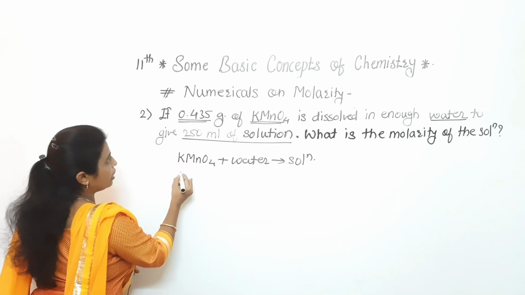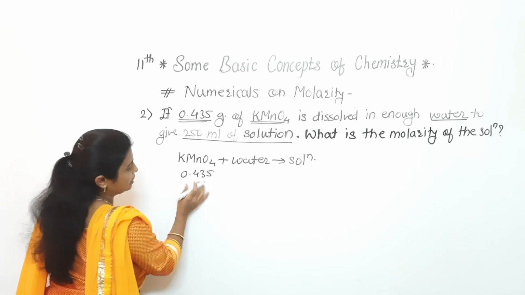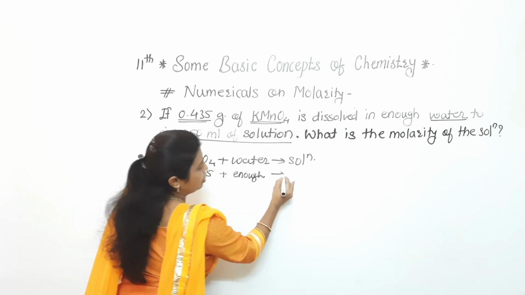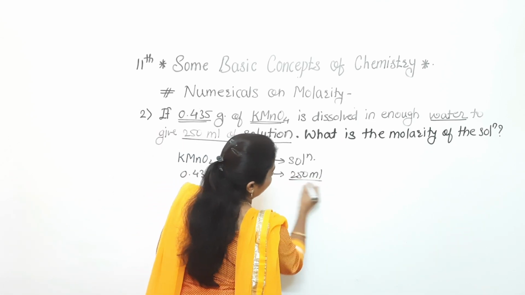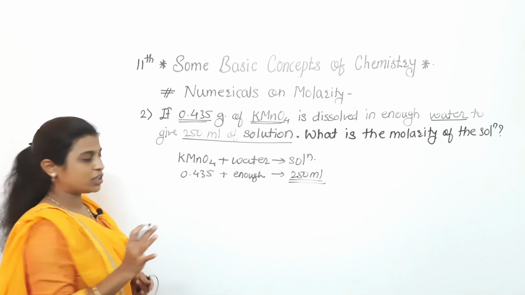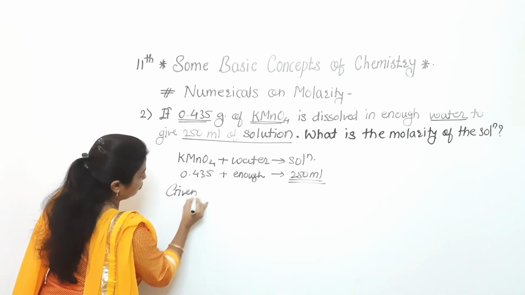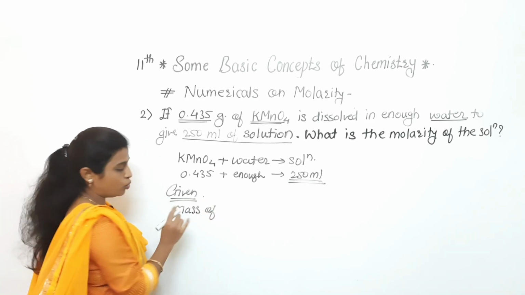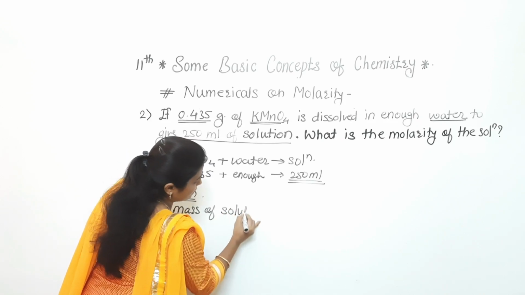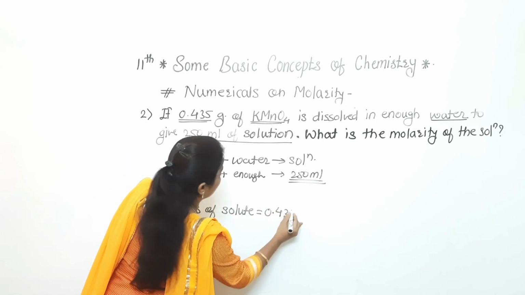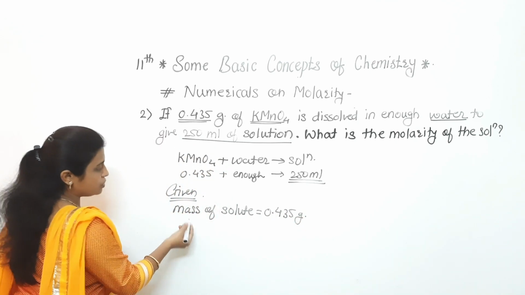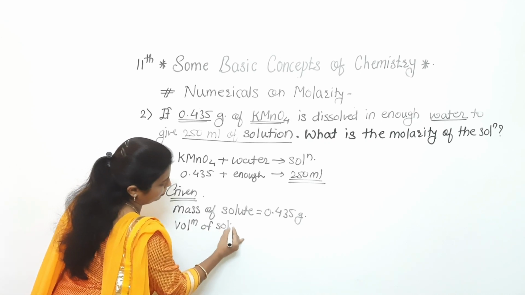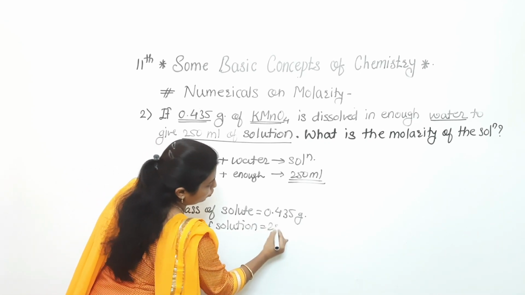Okay, for that one what they have given: 0.435 that much gram of camenophore is dissolved in enough quantity of water which gives 250 ml of the solution. ठीक है, यहाँ से क्या क्या मिल जाता है देखो, given content. If we write the given data, we can say that mass of camenophore, the solute, so mass of solute is equal to 0.435 gram. Okay, now see, next one is that volume of solution is also given. Volume of solution is equal to 250 ml.